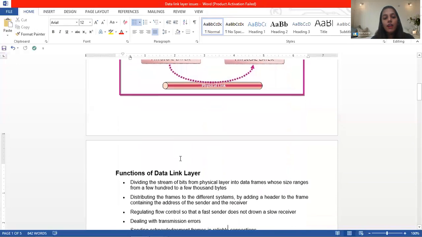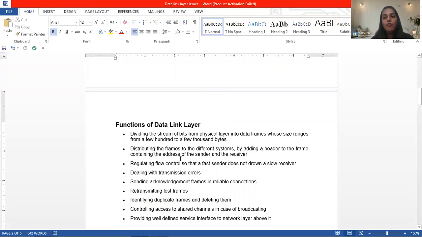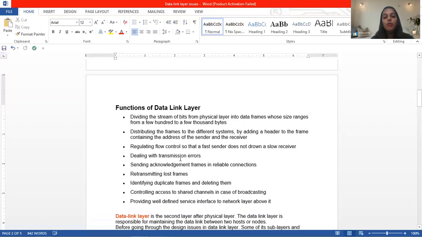So, functions of the data link layer. The responsibility of the data link layer is to send the data from source to network hop to hop, dividing the stream of bits from the physical layer into data frames whose size ranges from a few hundred to a few thousand bytes. Basically, the physical layer's job is to convert data into bits, and then it gives that to the data link layer, where framing is done. Second is distributing the frames to the different systems.